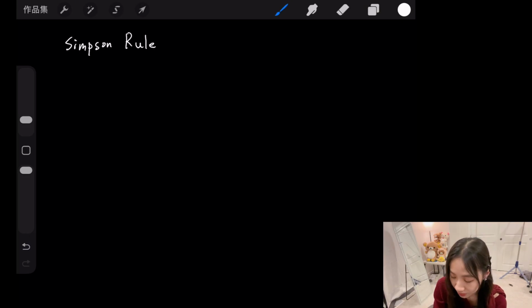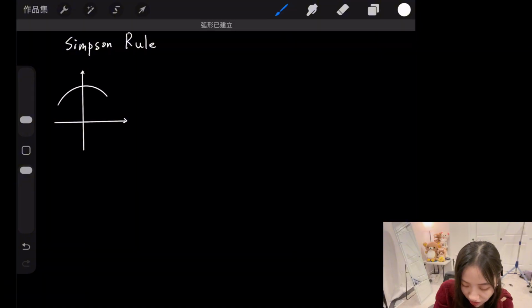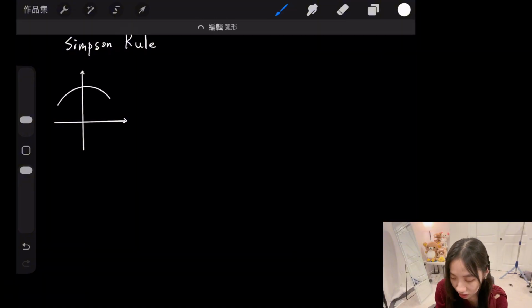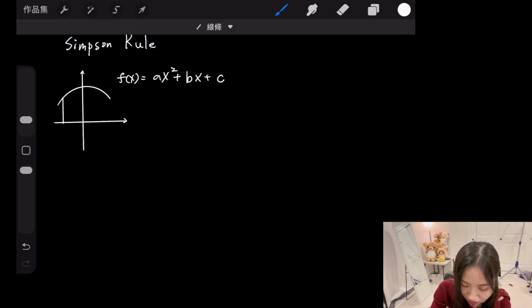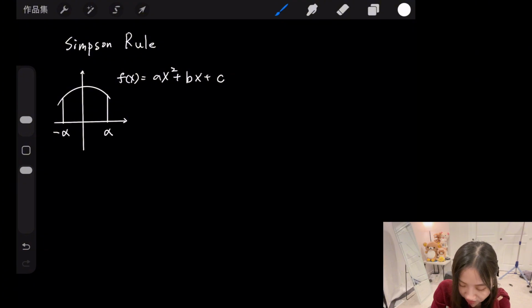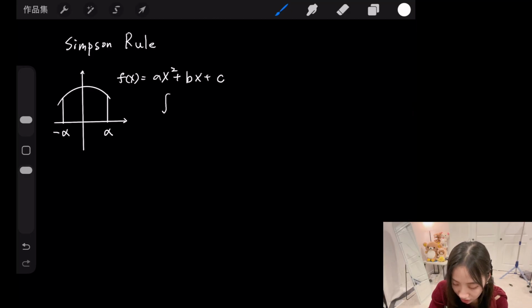Okay, so Simpson rule. Let's draw a picture here. Let's assume here is your even function, f of x equals a times x to the power of 2 plus b times x plus c. And you want to know the area value from minus alpha to alpha. As we all learned in integration, this will be looking like this.